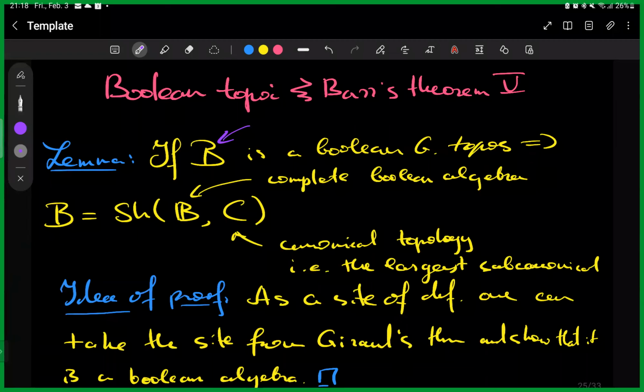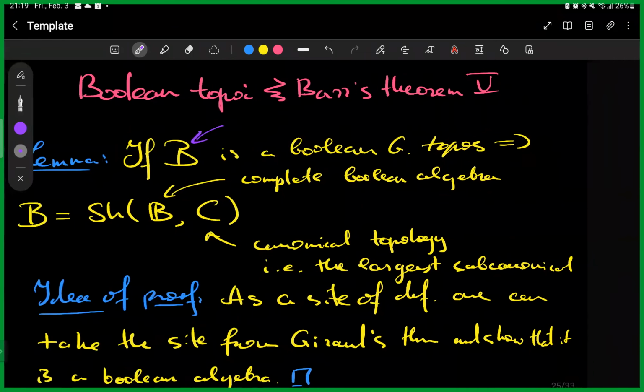Since we didn't discuss the topos theorem in detail, I'm not trying to explain it rigorously, but the idea is that basically Giraud's theorem operates with categories of subobjects, and for a Boolean topos, categories of subobjects are Boolean algebras, which allows us to construct B as sheaves on some Boolean algebra.